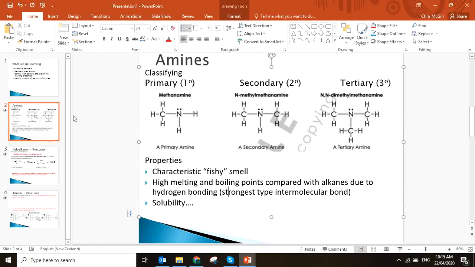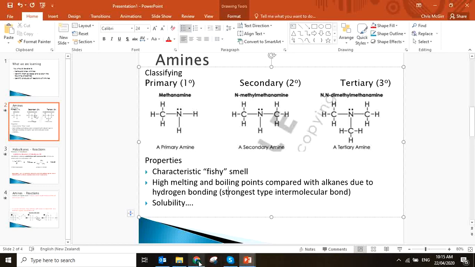So the longer the chain, the less polar the whole molecule is. Therefore, relate that to solubility. The longer the carbon chain, the less soluble they're going to be. And that's the same for alcohols. It's the same for haloalkanes as well as aldehydes and ketones. So it's the same principle there.